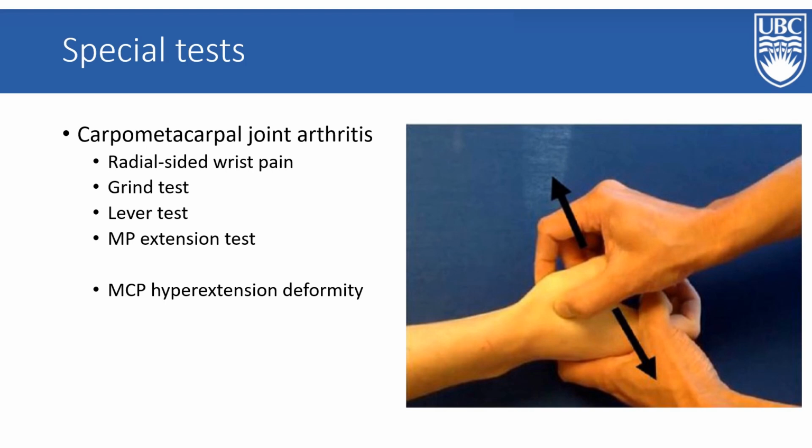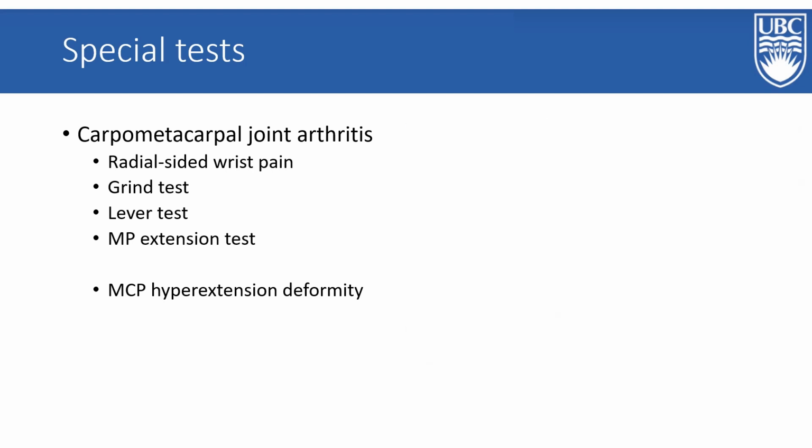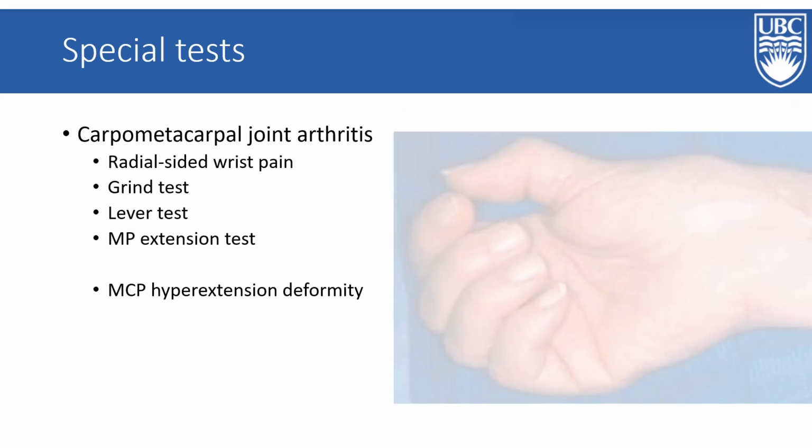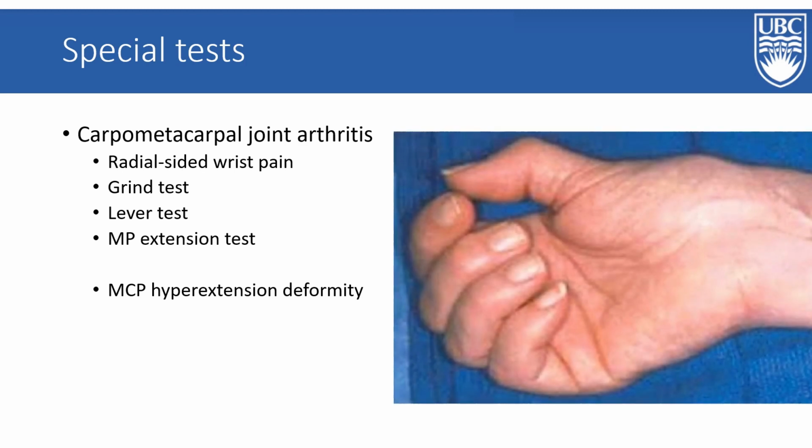For the metacarpophalangeal extension test, the patient attempts to extend the thumb while the examiner provides resistance on the proximal phalanx. A positive result will be pain at the CMC joint. Certain signs, such as MCP fixed hyperextension, also known as zigzag deformity, may also suggest advanced stage thumb arthritis.